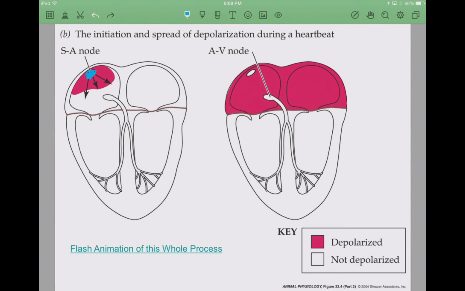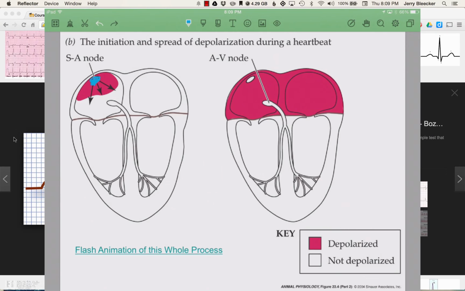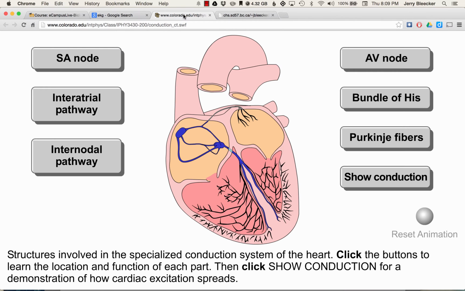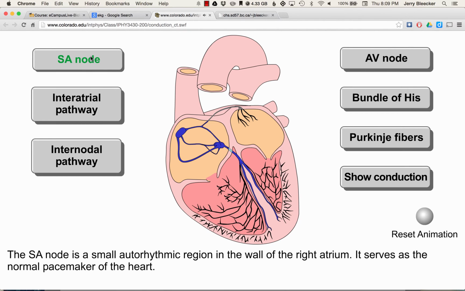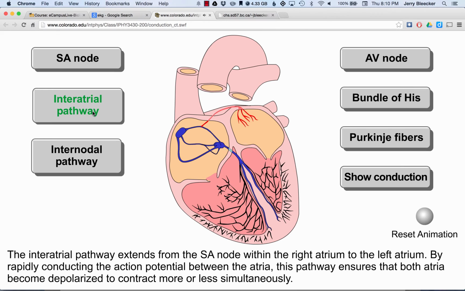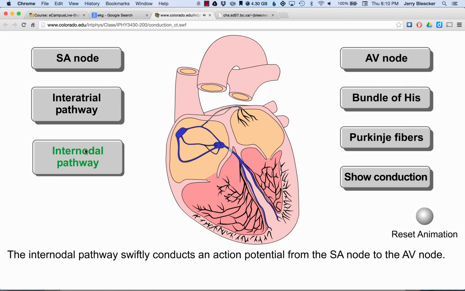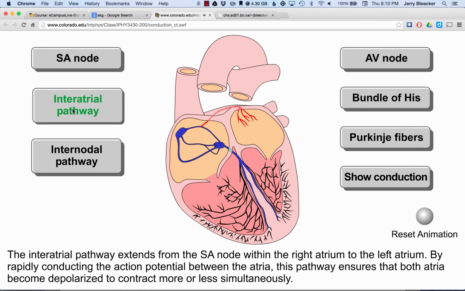And I think it's best if we look at an animation of that, because I got a really good one for you. Here it is. So here's your SA node right there. It initiates contraction, and there's sort of a highway system between the two atria, because the atria should fire at approximately the same time. So you can see that the SA node initiates a signal. Once the SA node does its initial firing, this is when the atria contract kind of in concert.